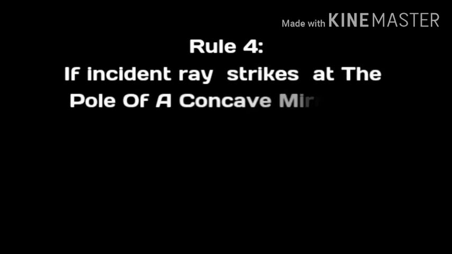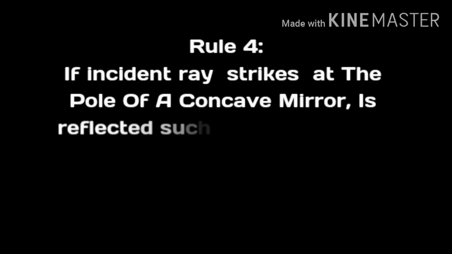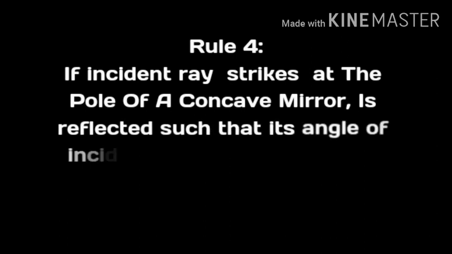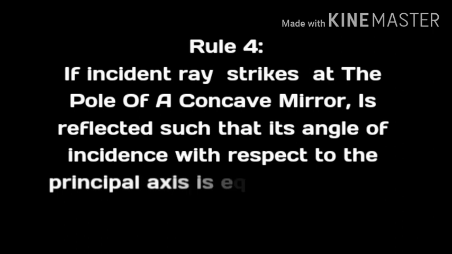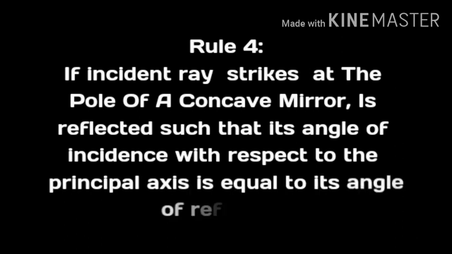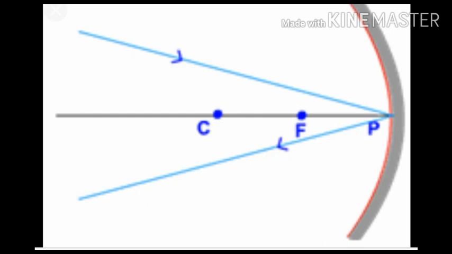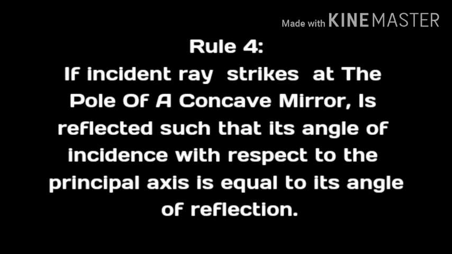Rule number 4: for a concave mirror, if the incident light ray strikes the pole of that concave mirror, it reflects back by making equal angles with the principal axis. That is, if the light ray strikes at the pole, it makes an angle with the principal axis and it bounces back by making an equal angle with the principal axis.